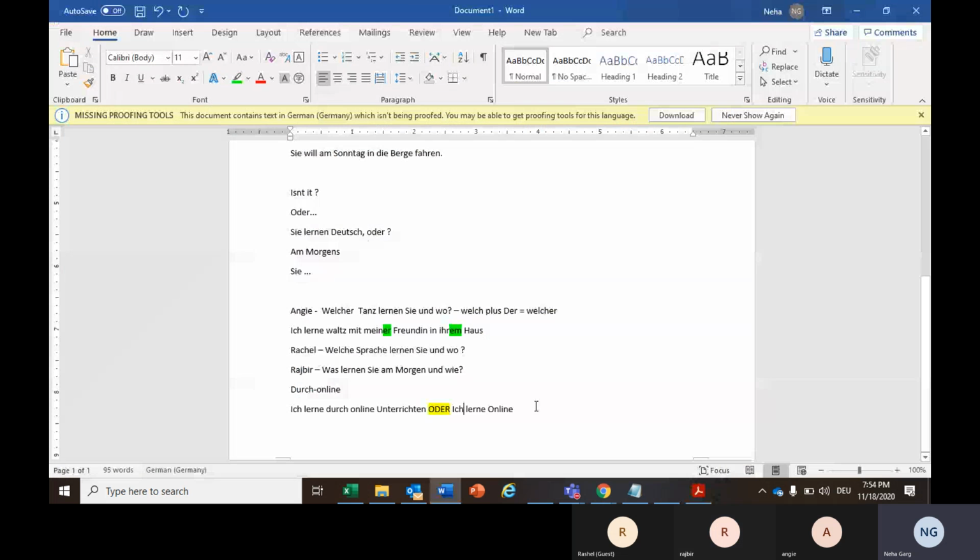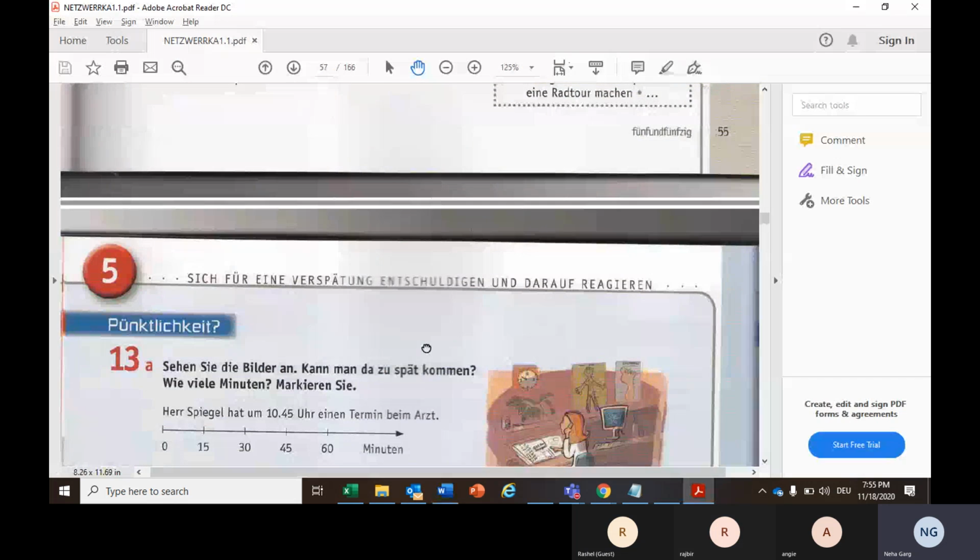Now, gehen wir weiter. Gehen wir weiter. Das bedeutet, now we proceed further, or we are proceeding further. Oder jetzt gehen wir weiter. Now we are proceeding further.